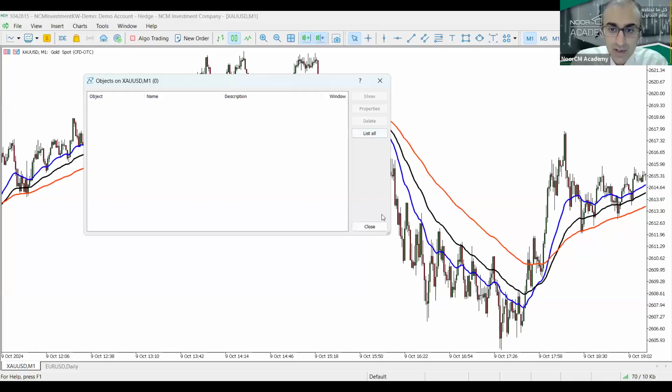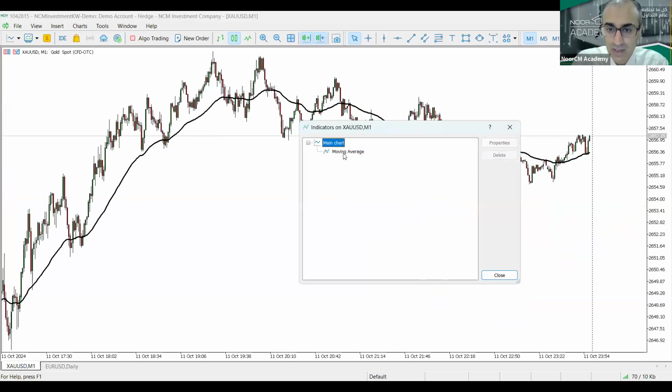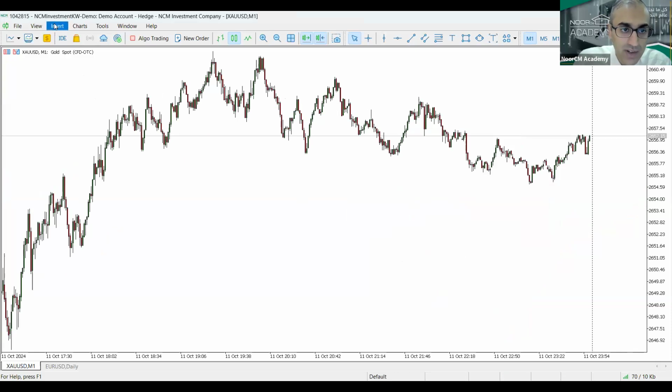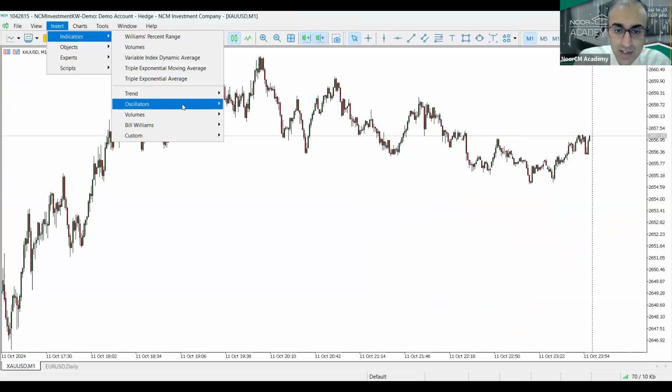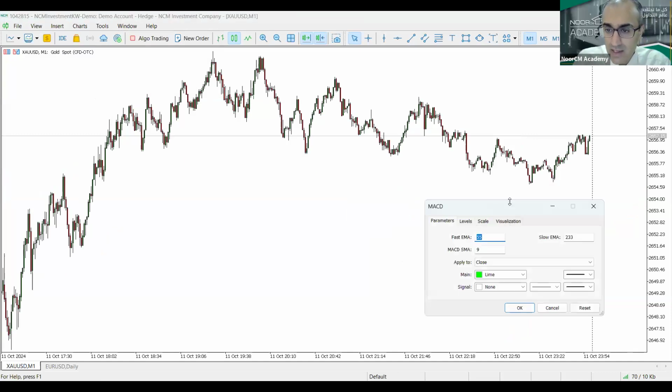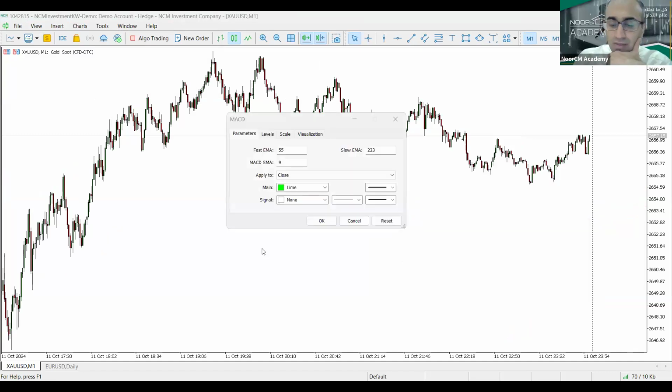This last method, let's get rid of the indicators. The last method requires an oscillator. We need to insert indicators, oscillators. You need a MACD. The special and secret sauce of the MACD is this. This is the secret tool. These are the secret parameters. You need 55 as the fast EMA and 233 as the slow EMA.